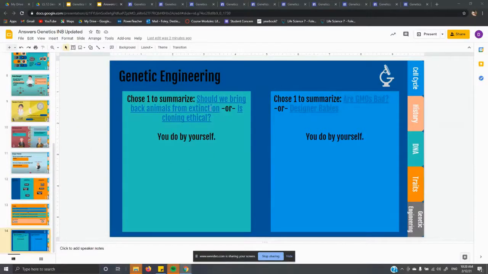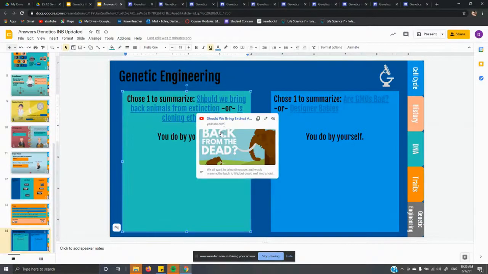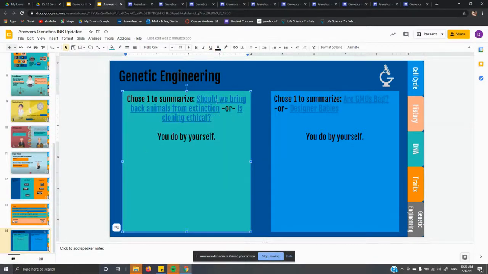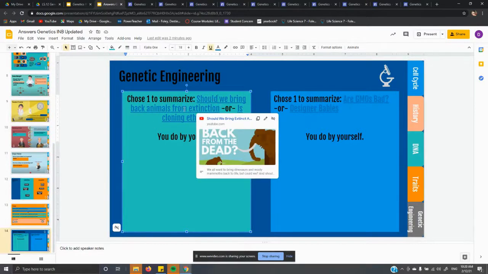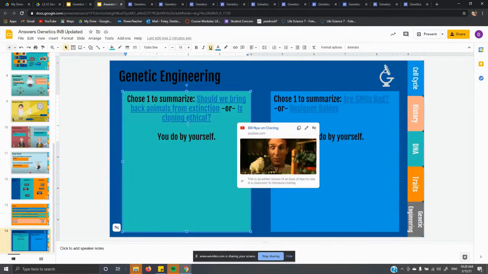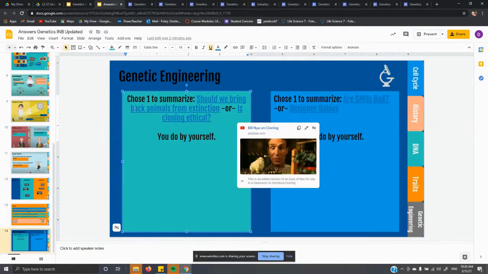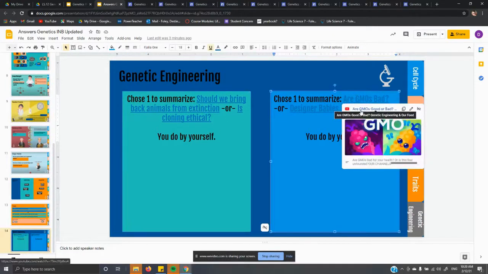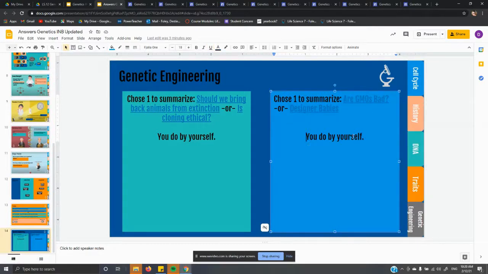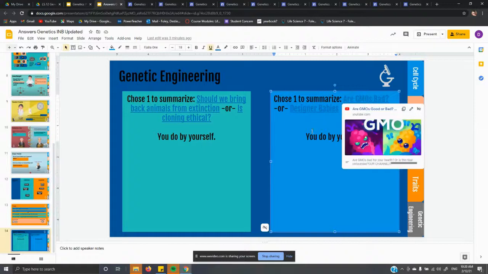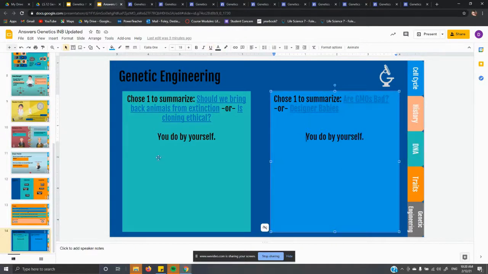For slide 14, you are just doing this by yourself and you're going to summarize, try to make it a complete sentence. So you can either read about if we should bring back animals from extinction, or you can watch this Bill Nye video about cloning. So should we bring animals back or cloning? So summarize the videos there. And then here's a video about are GMOs bad? And another video about designer babies. So you can watch these, just choose whichever one you want and write about it yourselves. I'm not going to help you. You can do this one by yourselves.